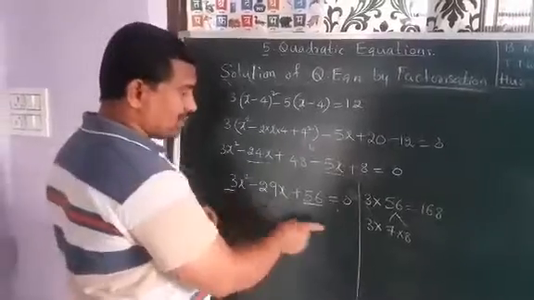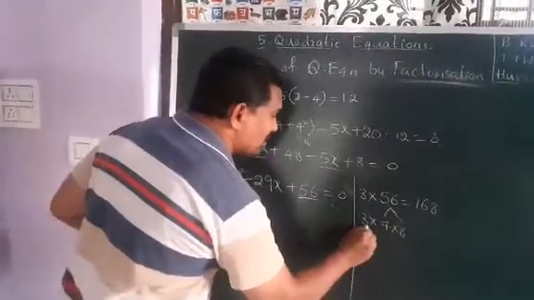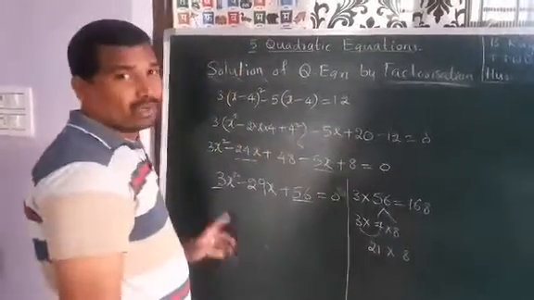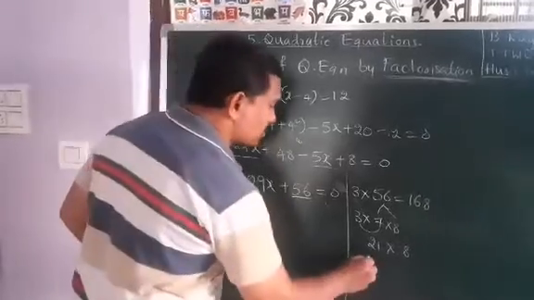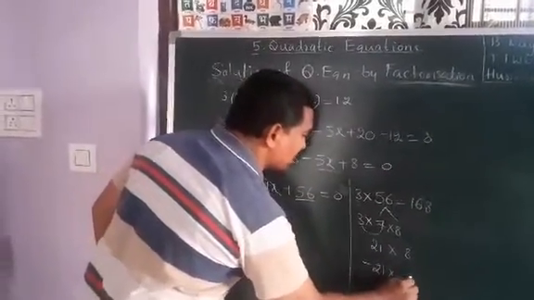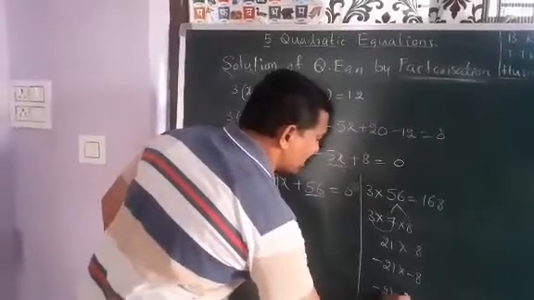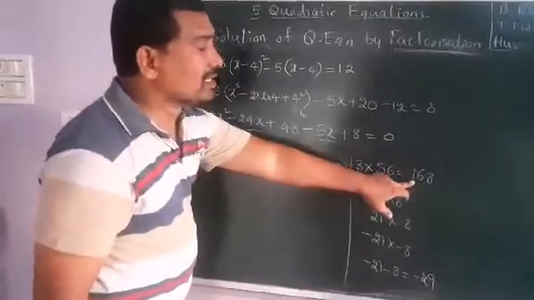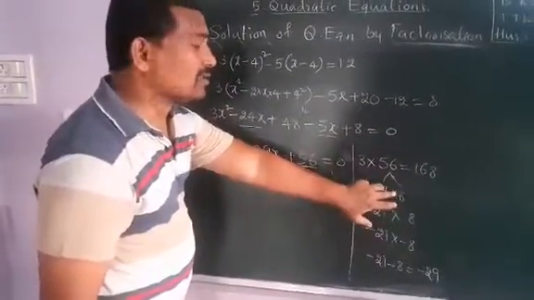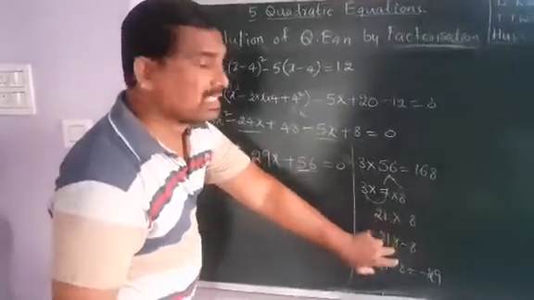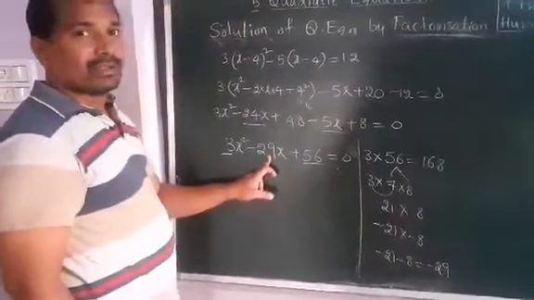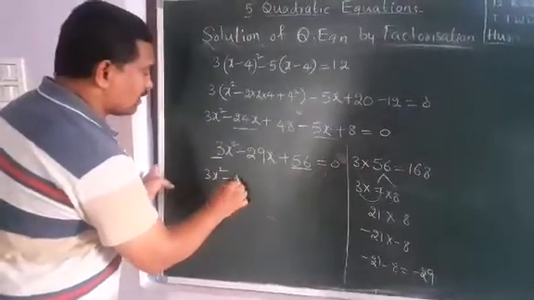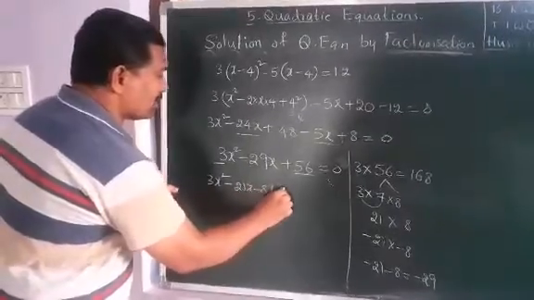Here 29. So let us multiply. 3 7s are 21, into 8. 21 plus 8, 29. What about the minus? So take minus 21 and minus 8. So minus 21 minus 8 equals minus 29. Are you getting it? If you get large numbers like this, you split again. Write again as a product of two numbers. Check that the sum of these two numbers is 29 or not. So let us write here 3x square minus 21x minus 8x plus 56.